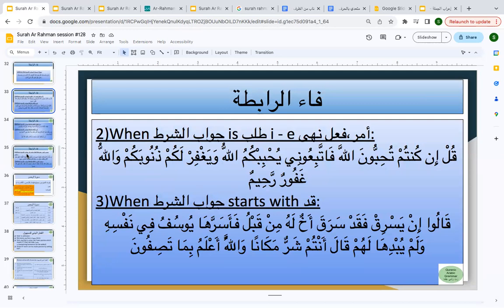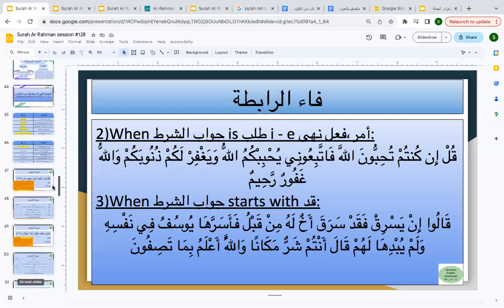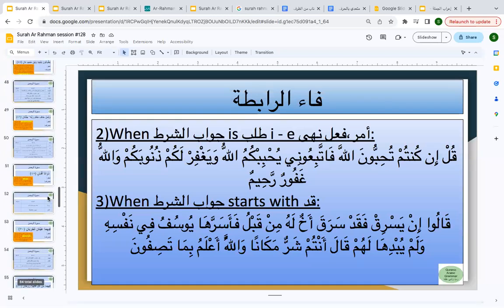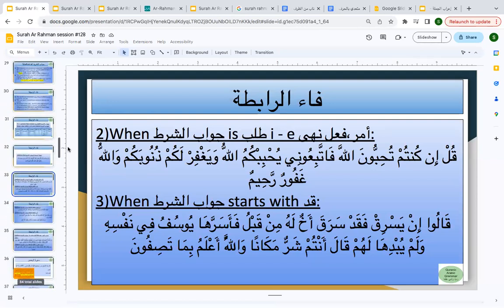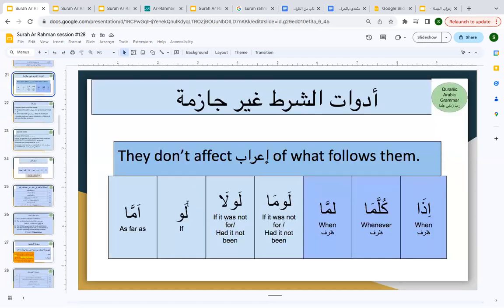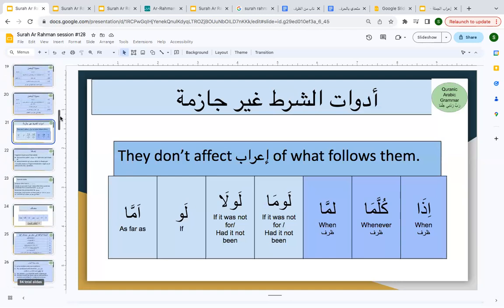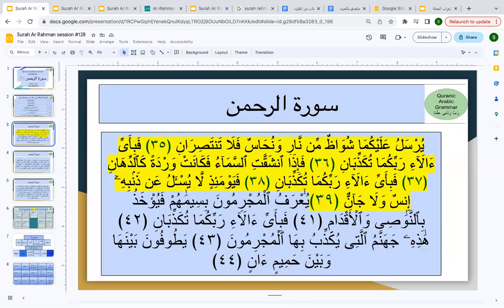Remember? Amma. We learned it as a condition particle that was غير jazima, not shartiya, right? So it is always followed by fa'ul rabita. So those are the places where you will see fa'ul rabita. So sometimes you can label this fa as fa'ul rabita, because when this happens, then this happens, right?